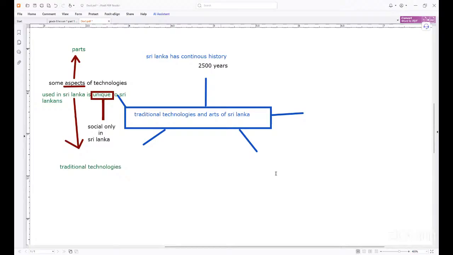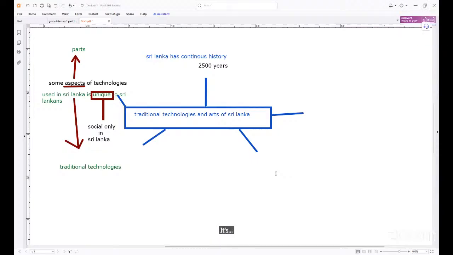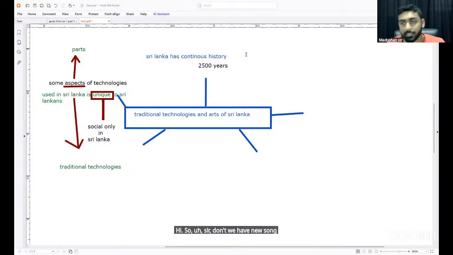Hello, Batala. Yes, sir. Hello. Okay. Right. So, sir, don't we have new songs? Tiyanama, Tiyanama, Denlang, Tawe, Aram, this is the beginning.